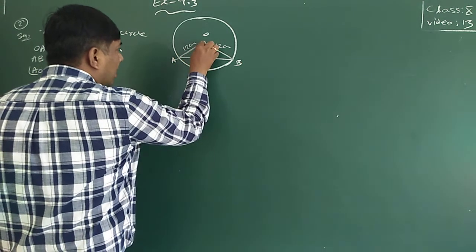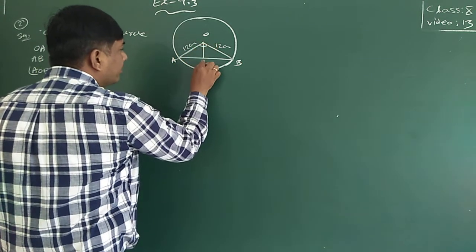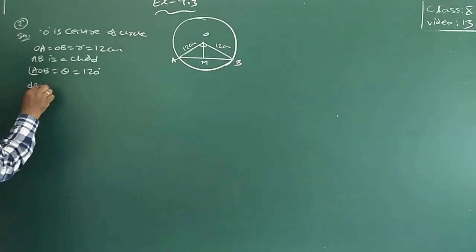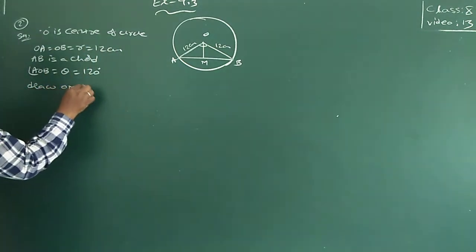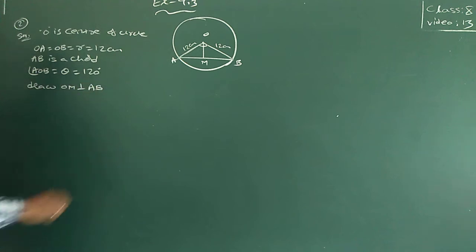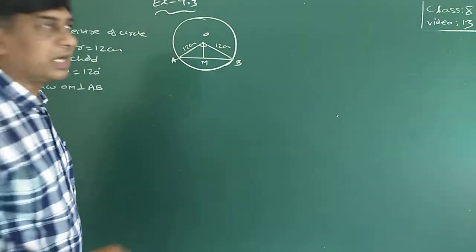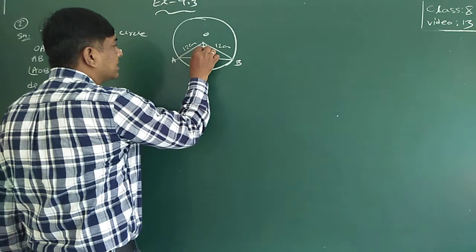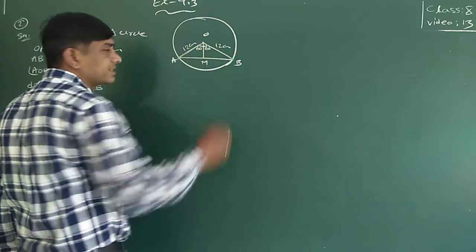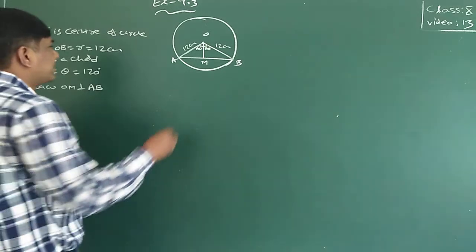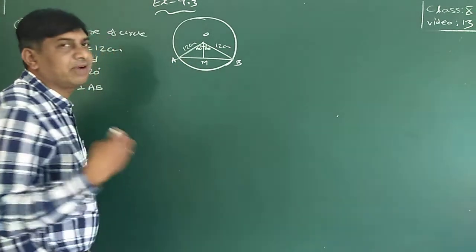So here draw OM perpendicular to AB. From the triangle, if you draw a perpendicular line, this will bisect the angle into 60 degrees and 60 degrees, and this AB is divided into two equal parts.